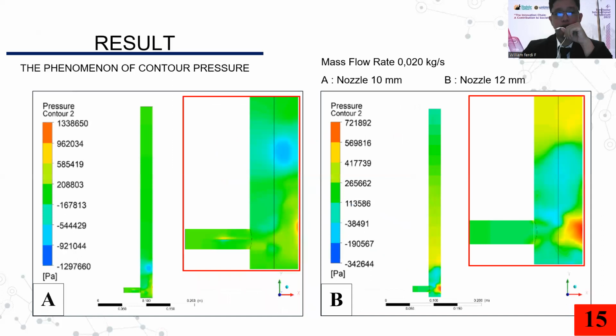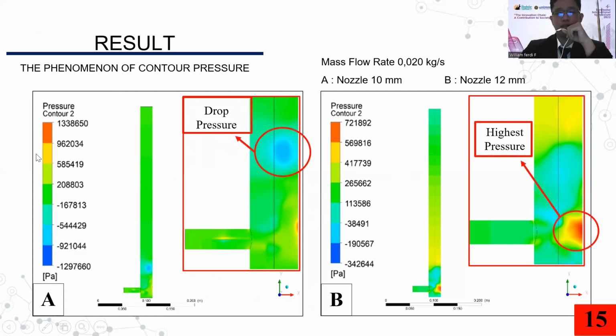And also the phenomenon of counter pressure here. What is counter pressure? What is it for? So the pressure contour here is used to show the value of the pressure range that occurs at one time, and can also show the area that experiences a pressure drop, with pressure range values below 0 kilopascal. And here, as an example, I use a mass flow rate of 0.020 kilogram per second with a nozzle diameter of 10 millimeters. We got a pressure drop here and the higher pressure here.